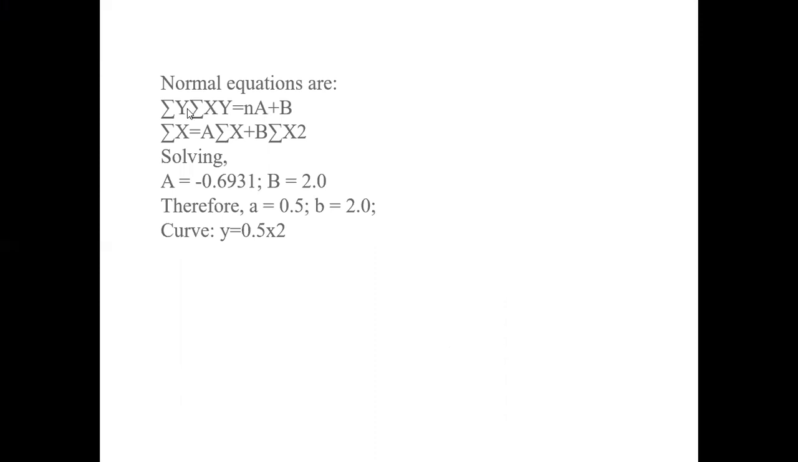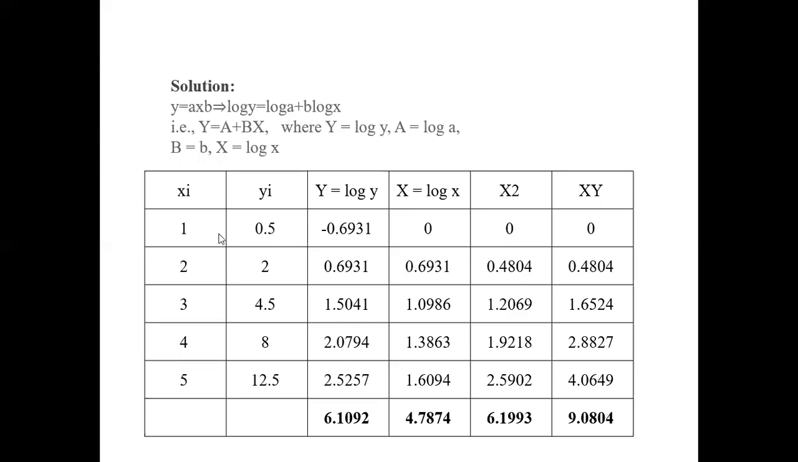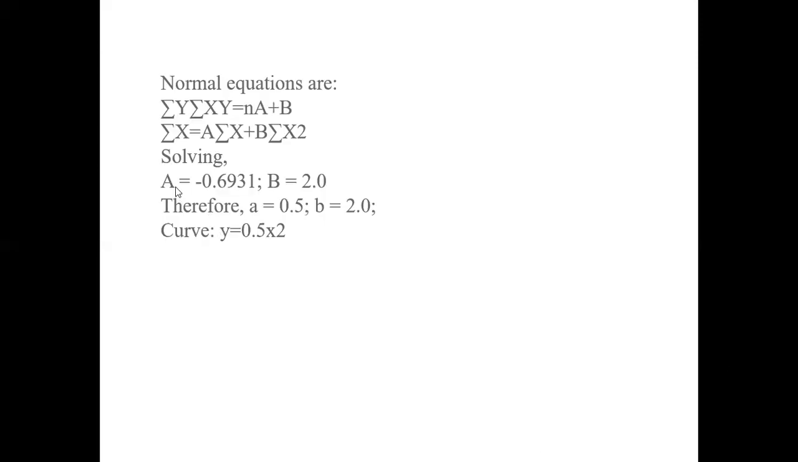Summation of y is equal to na plus b into summation of x, and summation of xy is equal to a summation of x plus b into summation of x square. Put all these values in that equation and find the values of a and b. The value of a is 0.6931 and b is 2.0.